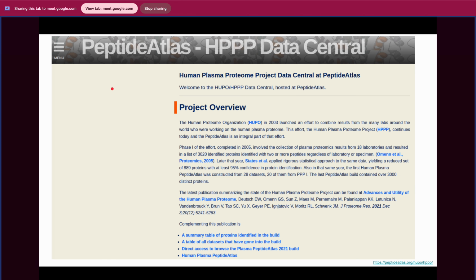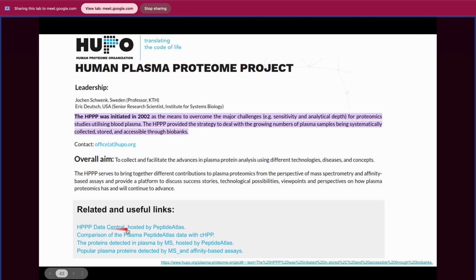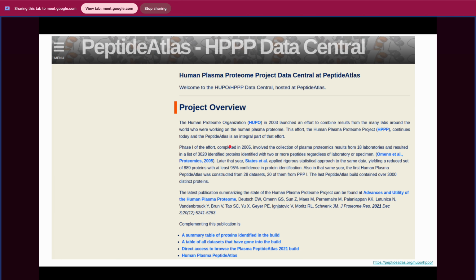Now we'll see where this Human Plasma Proteome Project is hosted. It is hosted in Peptide Atlas. So if you click here, HPP Data Central, you will be taken to this particular homepage, which is present in the Peptide Atlas. You can simply go to Peptide Atlas, and you'll also be able to find Human Plasma Proteome Project Data Central at Peptide Atlas.